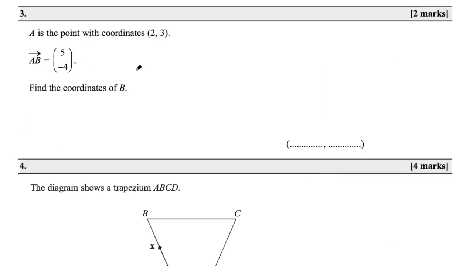Question 3 says A is the point with coordinates (2, 3). The vector AB equals (5, -4). Find the coordinates of B. So A is at a point (2, 3).